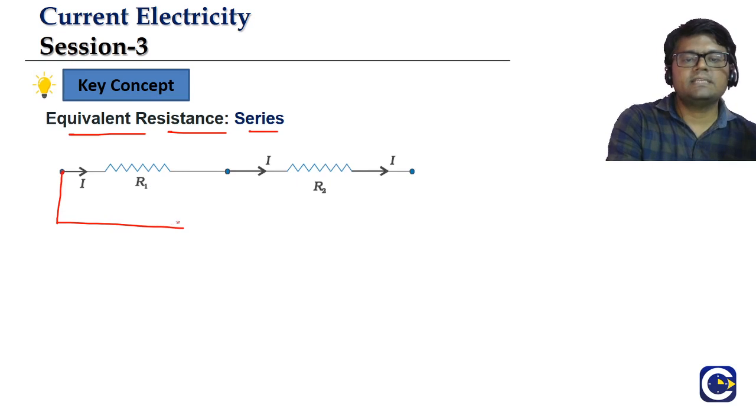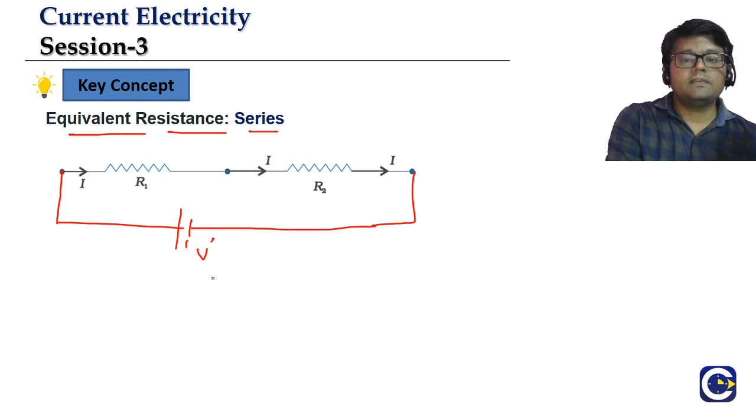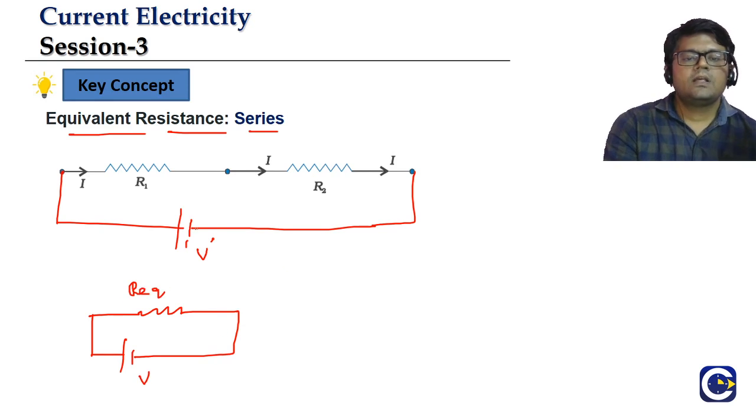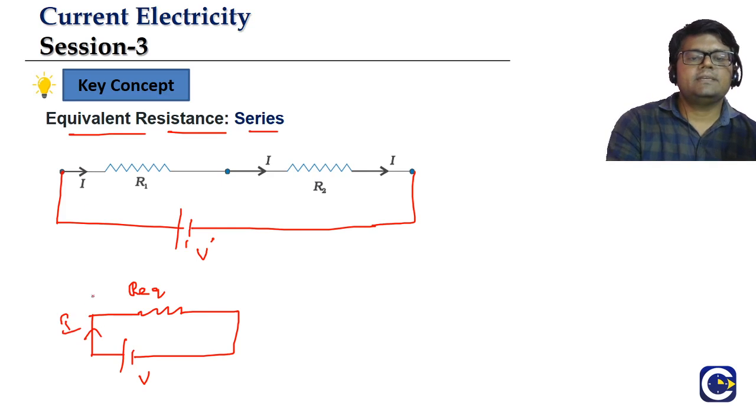Let us say this combination is connected across the cell. The cell voltage is V. Now if we want to replace these two resistors by just one, that is what we are calling the equivalent resistor, R equivalent. So R equivalent is going to draw the same current. If the current I is here, R equivalent is also going to derive the same current I from the cell.